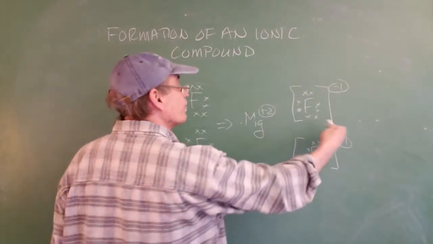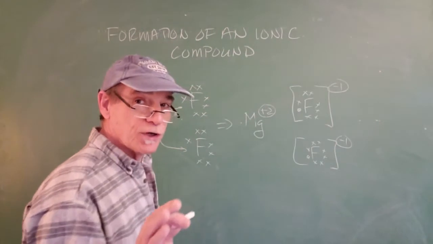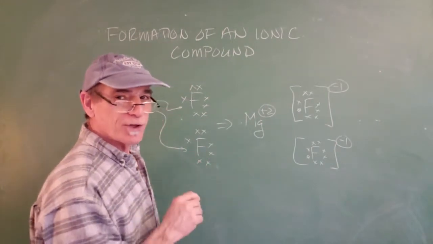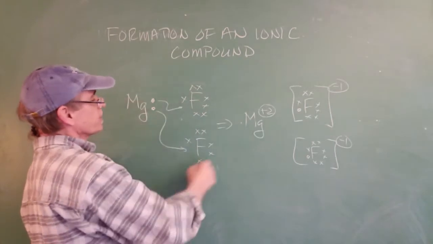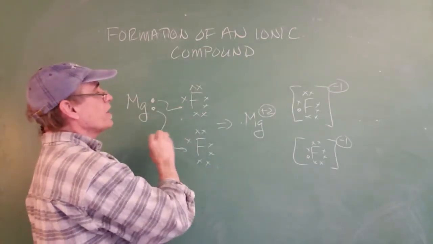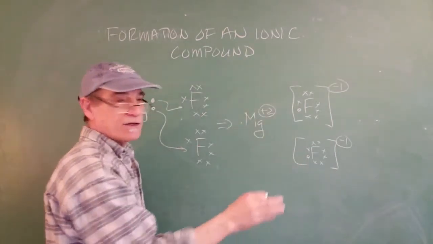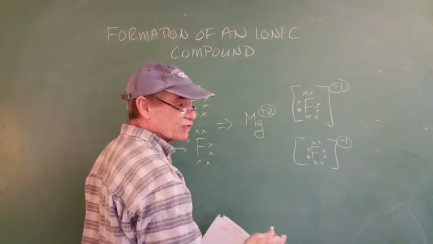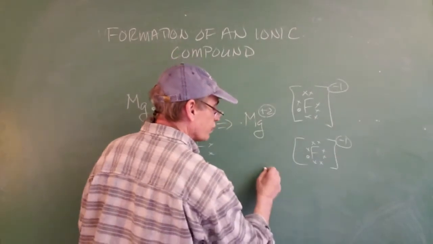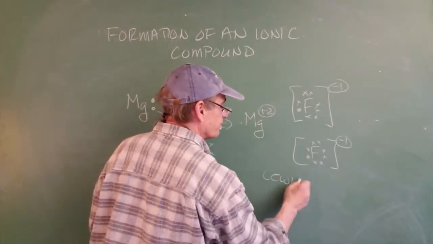All right, so this is the format, and if they were to ask you, give me the Lewis dot formula for magnesium fluoride, they don't want this before picture with the arrows. They want it after the electrons have landed. The charges are now on the ions after they've lost and gained electrons, and the dust has all settled. So this is the Lewis dot formula.